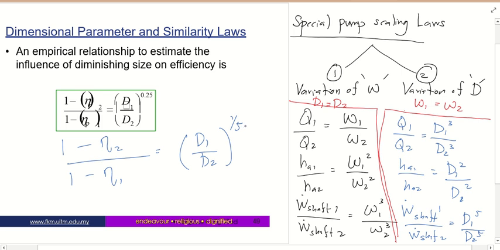So in general, it is to be expected that the similarity laws will not be very accurate if tests on a model pump with water are used to predict the performance of a prototype pump with a highly viscous fluid such as oil, because at the much smaller Reynolds number associated with the oil flow, the fluid physics involved is different from the higher Reynolds number flow associated with water. Okay, so that was for the dimensional parameter and similarity analysis.